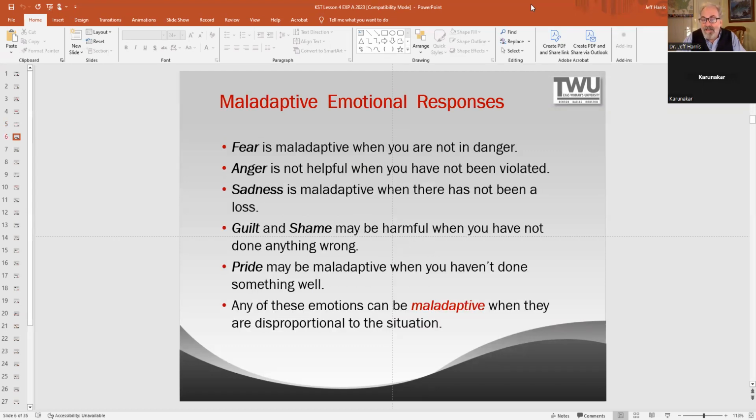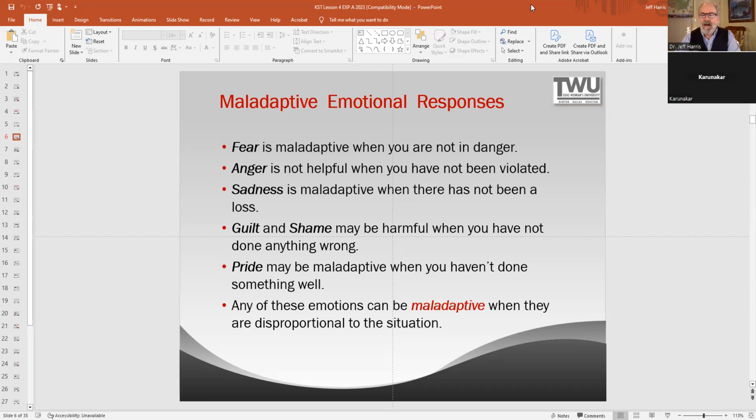So fear is maladaptive when you're not in danger. All of us are scared of some things that aren't very dangerous. Anger is not helpful when we haven't been violated. Some people get angry at things when they haven't been violated. Sadness is maladaptive when there has not been a loss. Guilt and shame may be harmful when you haven't done anything wrong. Pride may be maladaptive when you haven't done something well. And any of these emotions can be maladaptive when they are disproportional to the situation.